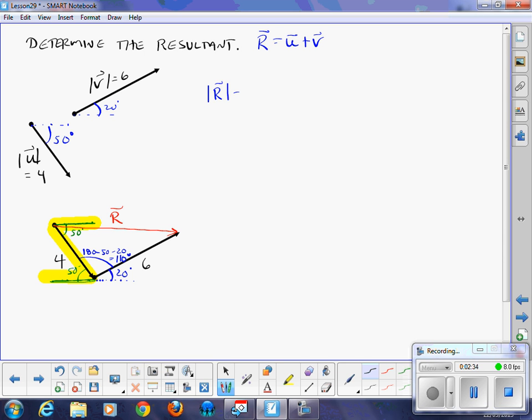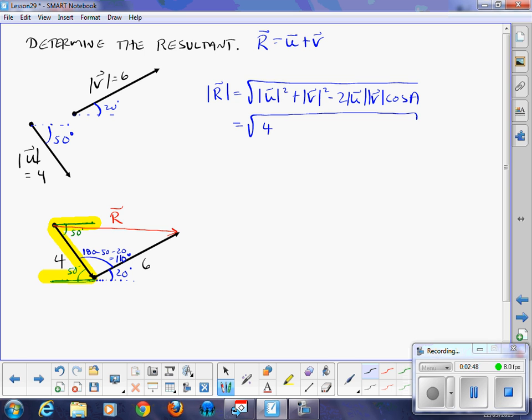Magnitude of the resultant equals magnitude of u squared plus magnitude of v squared minus 2 magnitude of u magnitude of v cos A. That's off the formula sheet. Now you plug in your numbers: 4 squared plus 6 squared minus 2 times 4 times 6 cos 110. Literally, drawing the picture is always the hardest part. Ask anyone that took the physics course, anyone that's doing the vectors. Once you have the picture, it's just a matter of doing your calculations. So I get the square root of 68.4.